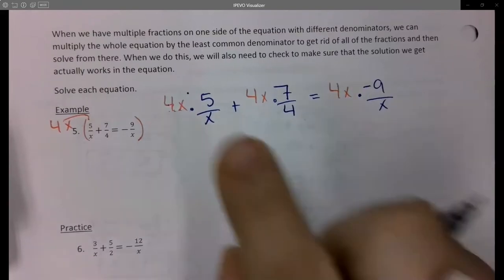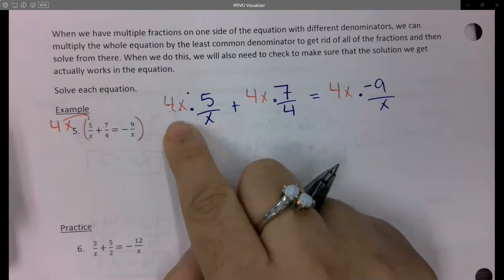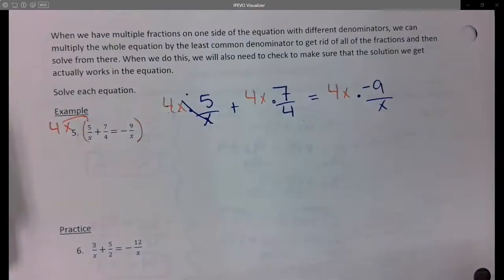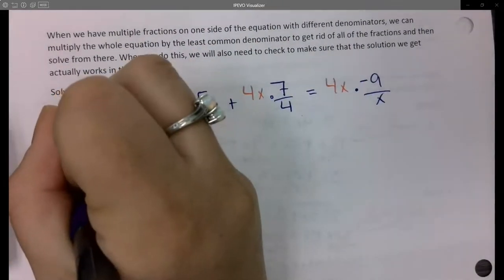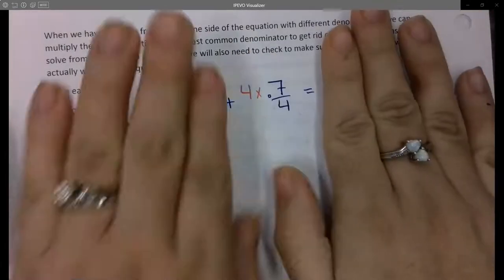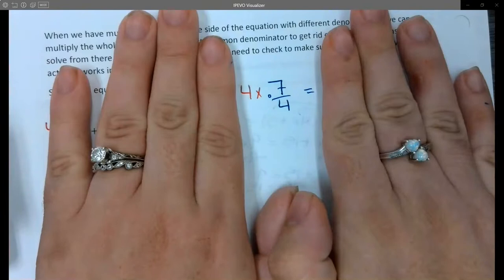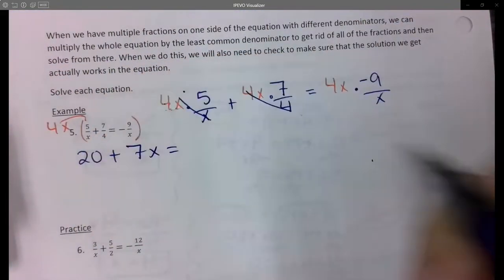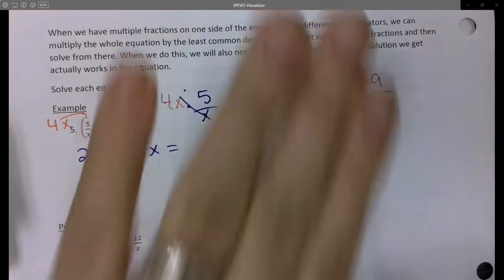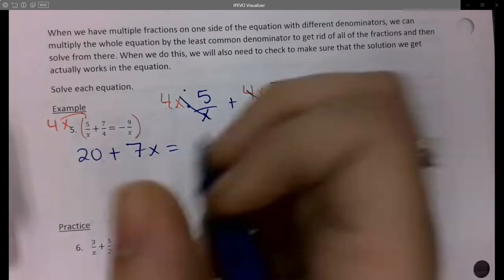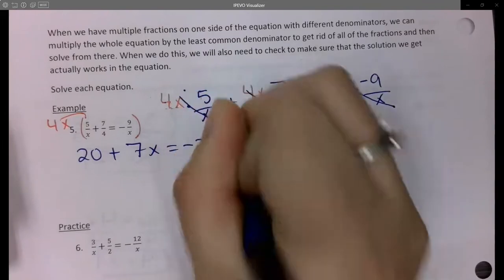Okay. So then, if I take a look at this, can I cancel anything out on my first term? X. So really, I just have 4 times 5, which is 20. Then over here on the second term, can I cancel anything out? 4. So I'm left with 7x. And then on my last term, x. So what's 4 times negative 9? Negative 36.